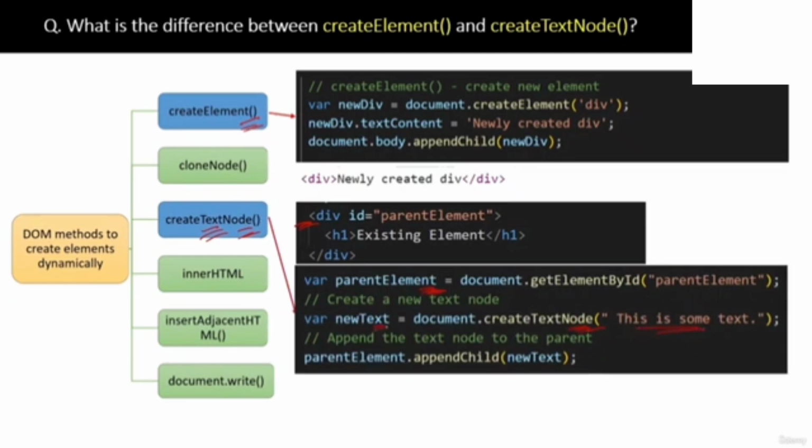And then we will append this text node to the existing text node of the parent element by using the appendChild method. Finally, you can see the output something like this. The text node that we created is added after the existing text node of the parent element. So the createTextNode method is used to create text nodes for existing HTML elements. So that is the answer and the difference between these two methods.